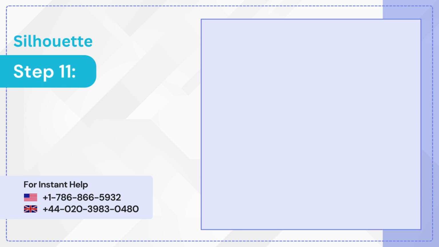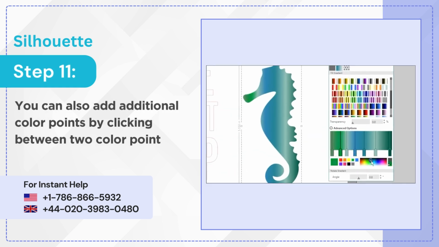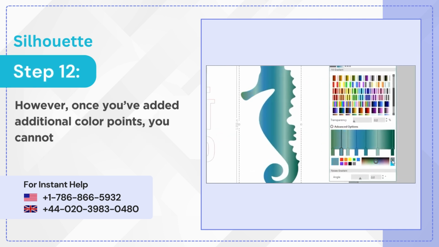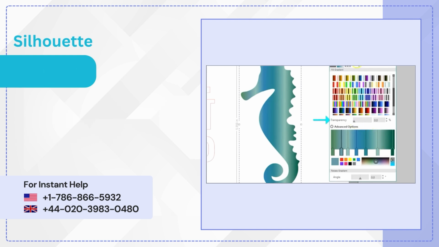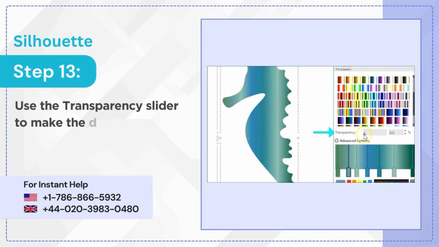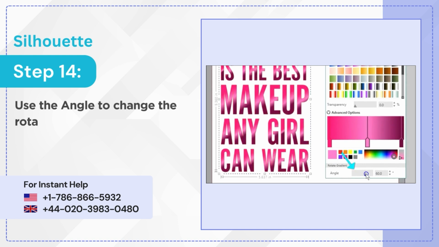Step 11. You can also add additional color points by clicking between two color points. Step 12. However, once you've added additional color points you cannot delete them. Step 13. Use the transparency slider to make the design more transparent. Step 14. Use the angle to change the rotation of the gradient.